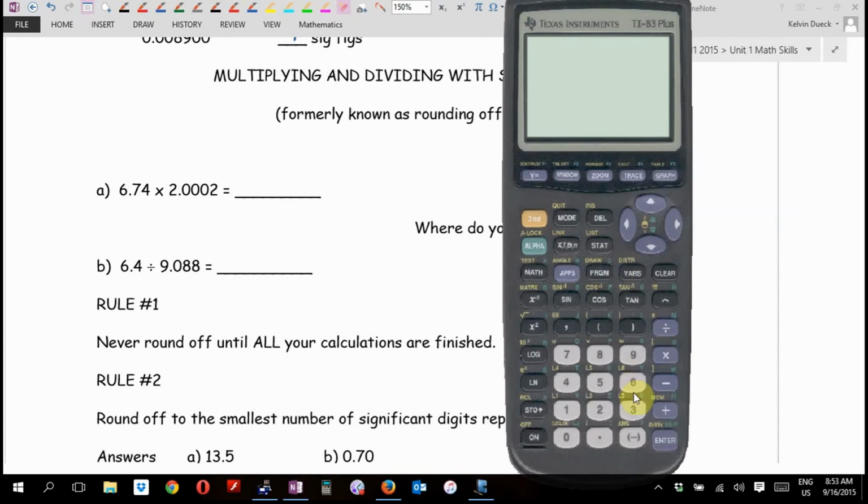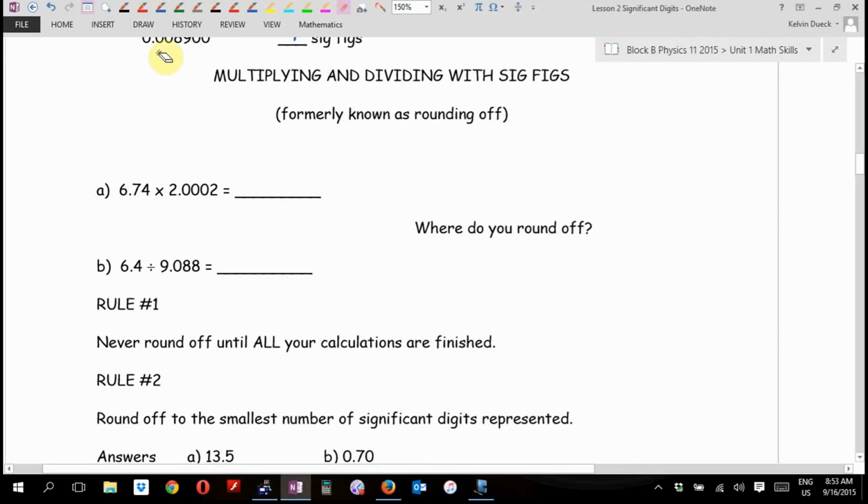Here we go. 6.74 times 2.1232. Okay, so all of our calculators say that. Now, what are the rules? What do I round off to? 13, 13.4? How? We go like this.